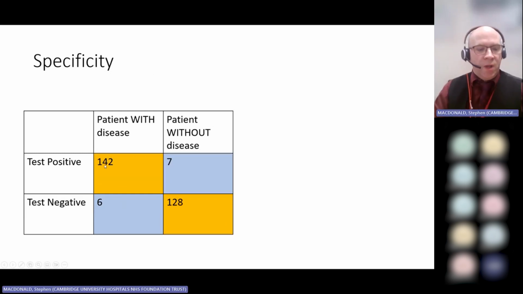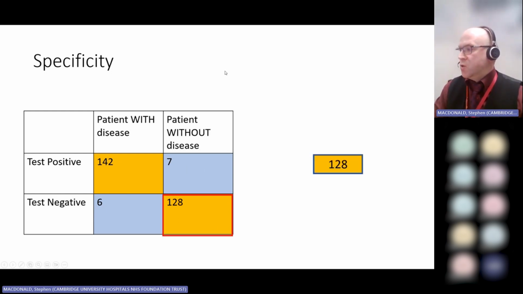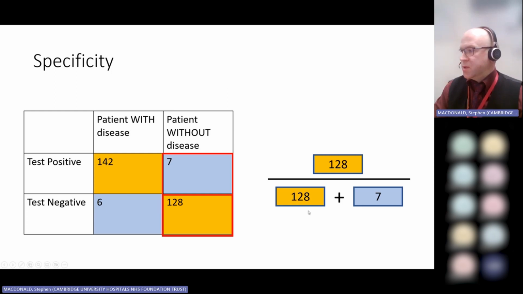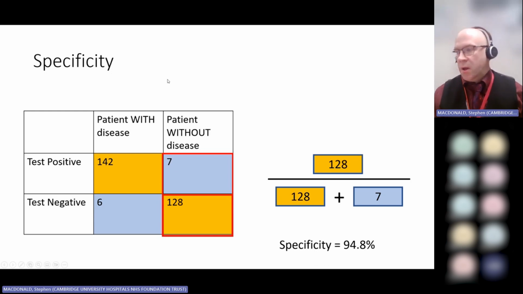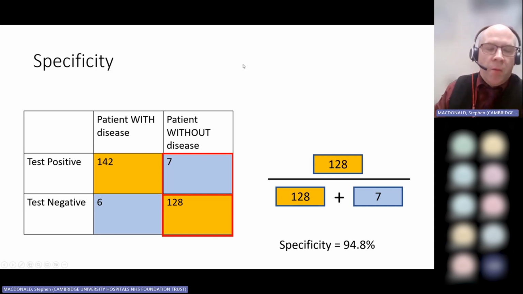Going back to the original data set, again we're looking at this column here this time. We're looking at 128 divided by 128 plus 7, so 128 plus 135. Again, that fraction is going to be quite close to 1, and that gives us a specificity of 94.8. So again, a very good discriminatory ability to pick up our negative patients, or our patients with an absence of disease, in a negative manner.